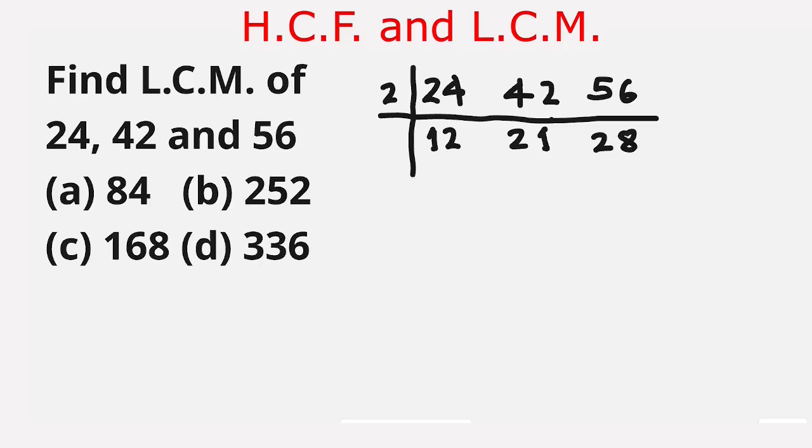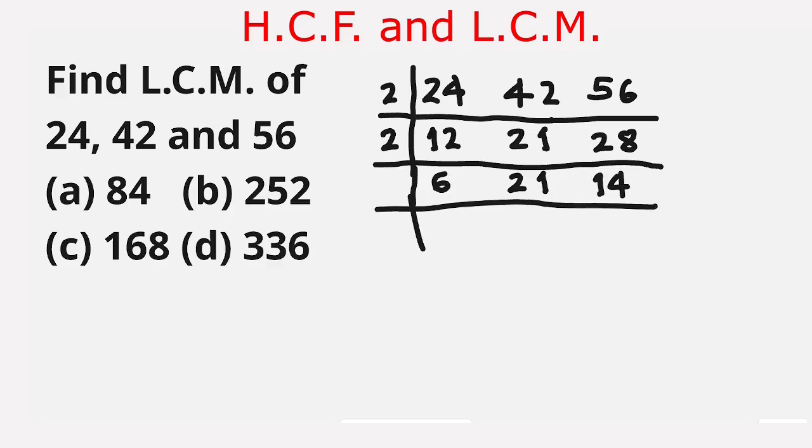Still two numbers are there which are divisible by 2. 2 divides 12 for 6 times. We write 21 as it is, as 21 is not divisible by 2. And 2 divides 28 for 14 times. Still there are two numbers which are divisible by 2. 2 divides 6 for 3 times. We write 21 as it is. And 2 divides 14 for 7 times.